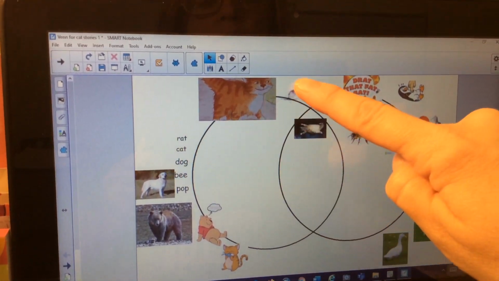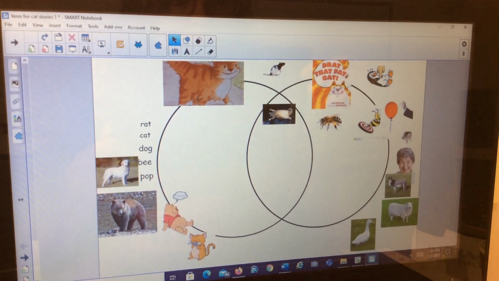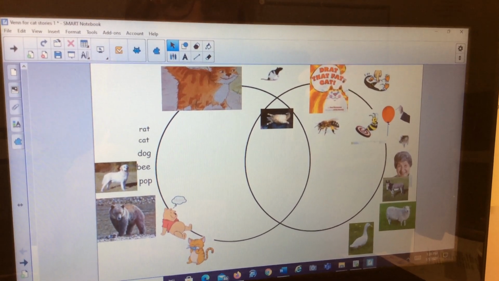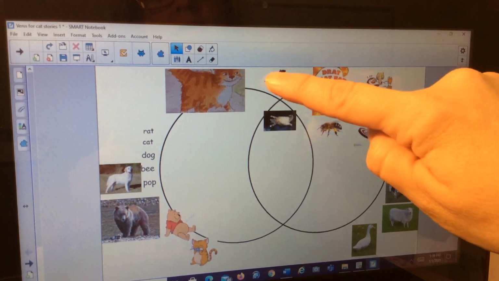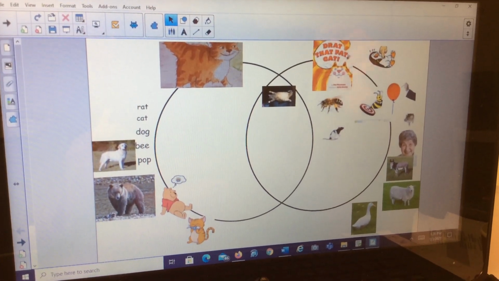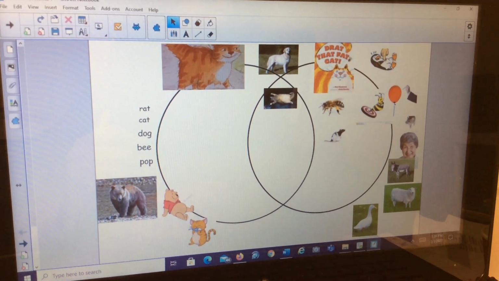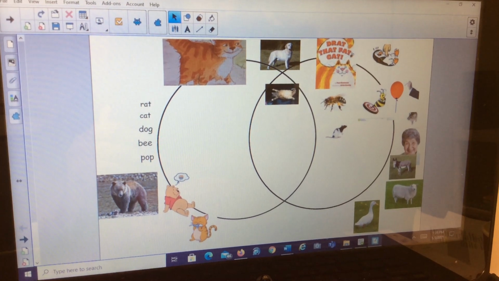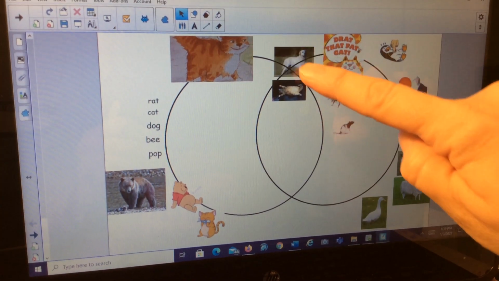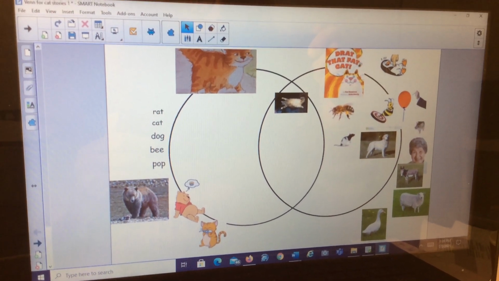Okay, the next one is a rat. Let's put it up here. Which story had a rat? A character was the rat. Think about what the rat was doing in the story. He was squeaking. That's right. It was in Drat That Fat Cat. The cat swallowed it and it started squeaking. Okay, let's talk about the dog. Which story had a character of a dog? Think about what the dog was doing. He was woofing. That's right. It was in Drat That Fat Cat. The cat swallowed the dog and it was woofing inside of it.